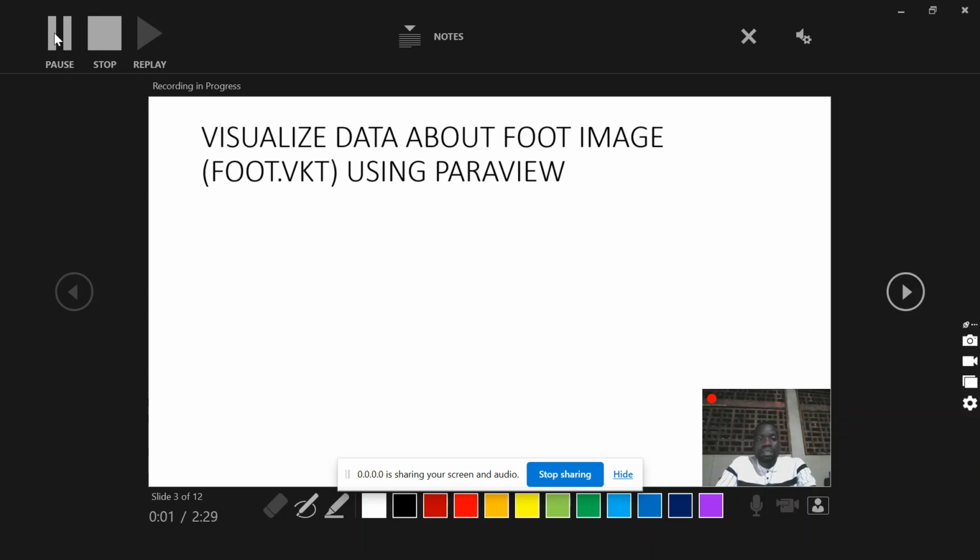I want to present data visualization about the foot image using ParaView. My image is in VTK using ParaView. I'm going to present an image of the foot using ParaView for medical analysis.